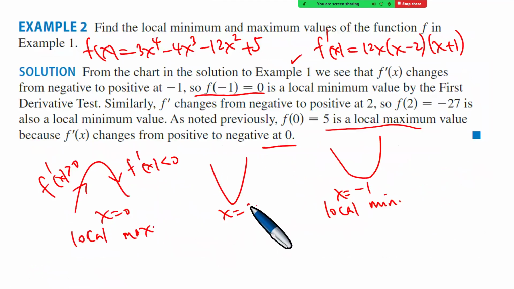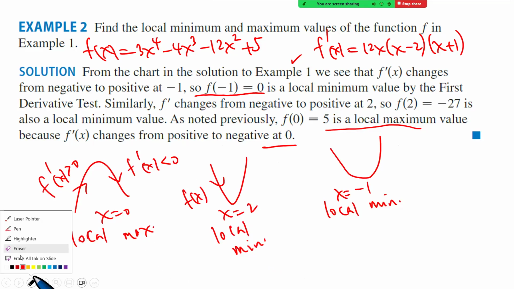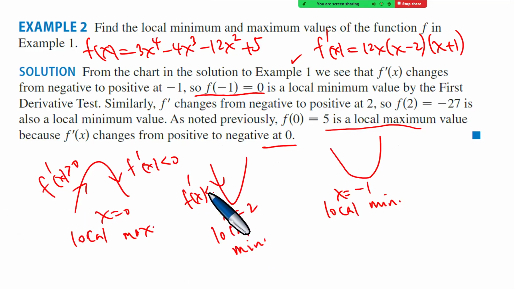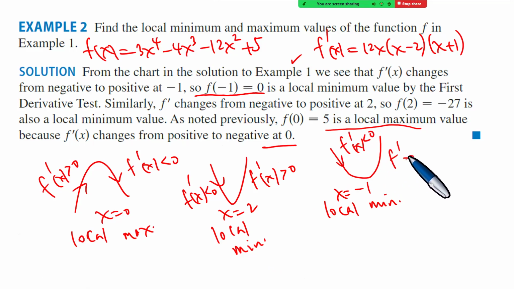So at x equals 2, we have a local minimum. The graph is like this. We have f prime of x negative, changing from negative to positive, and then f prime is positive. f prime is negative, f prime is positive.